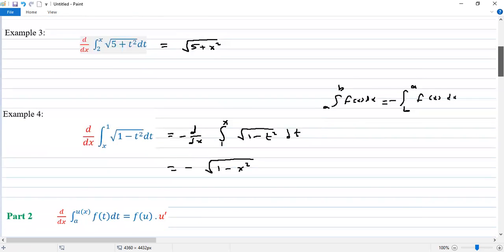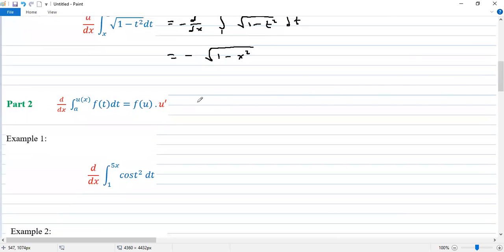Then, part 2. What about part 2? From a, which is any real number, not to x, but to u of x, a function of x. The answer will be the same, but multiplied by the derivative of u. The first one is the cosine. Here we have t squared. What is t? The t is 5x, so t squared is 5x squared, times the derivative of 5x.